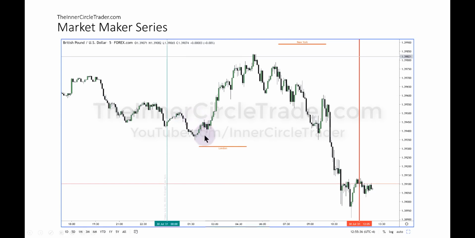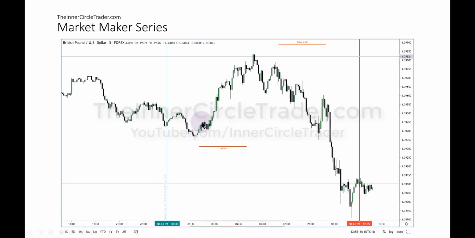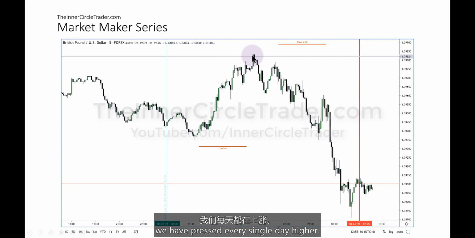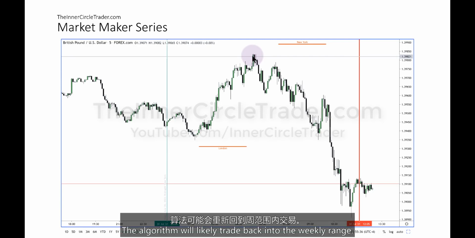London, we trade down. Notice that we were just a little ahead of the beginning at 2 o'clock in the morning. Trades a low there, retraces back down again here, rallies, sweeps Thursday's high. Now, we have pressed every single day higher. Now we're on the last day of the week. The algorithm will likely trade back into the weekly range.